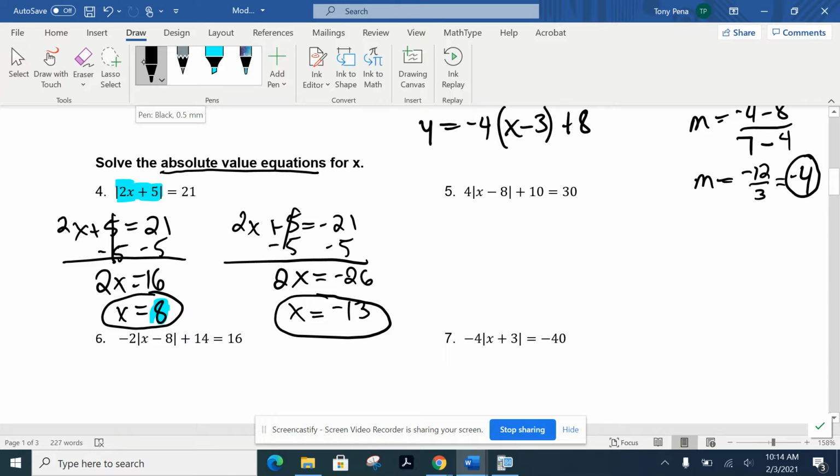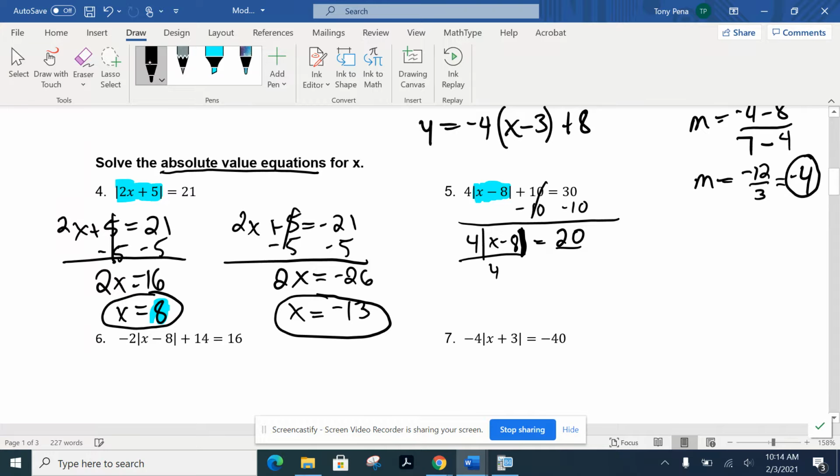Now, number 5, we have a few steps before we can do what we just did in 4, because now we need to get this by itself. So we need to get rid of the 4, we need to get rid of the 10. The first thing we want to do when we solve any equation is undo the addition and subtraction. So we're going to subtract that 10 over. You could distribute here if you want. I wouldn't necessarily advise that, but it'll definitely work.